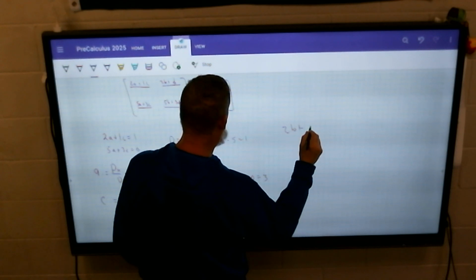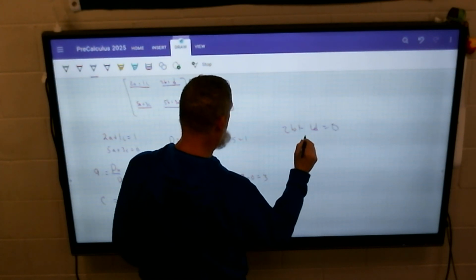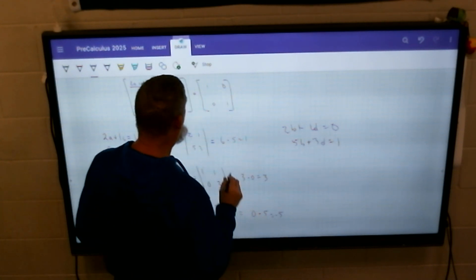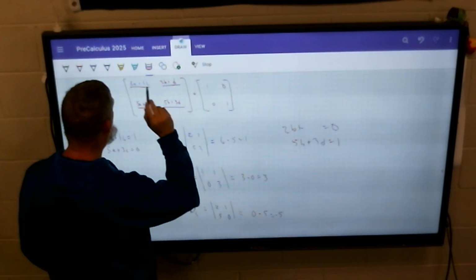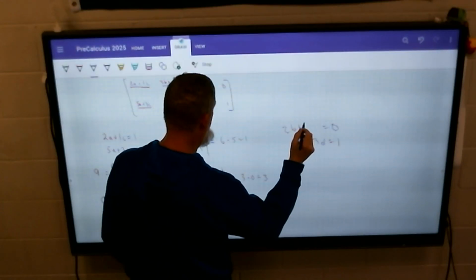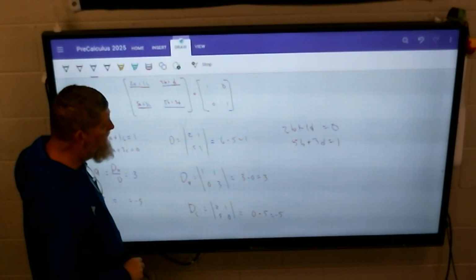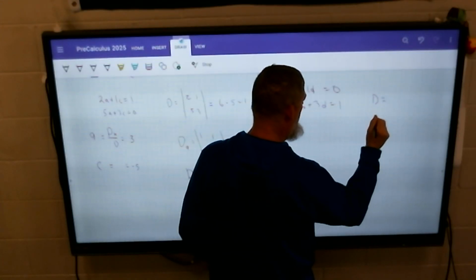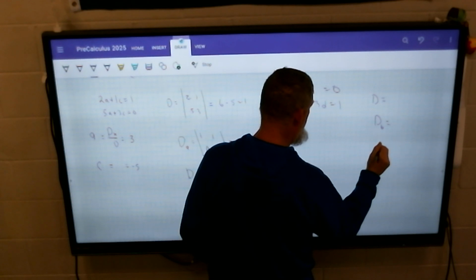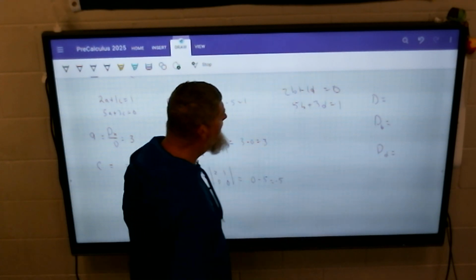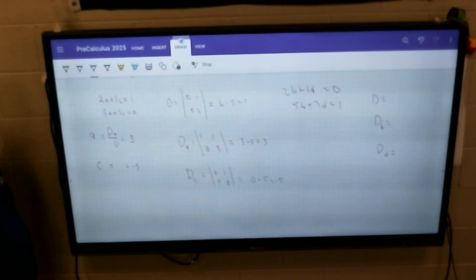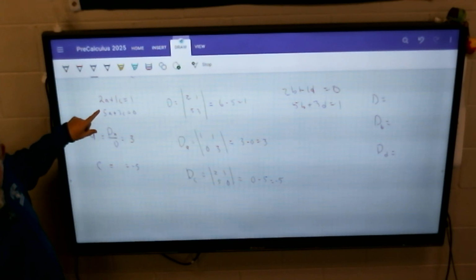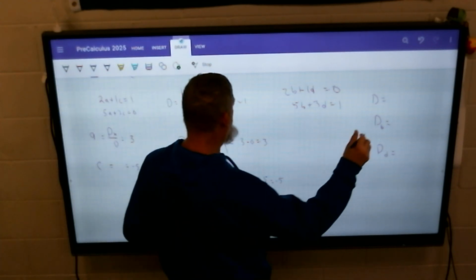2B plus 1D equals 0. And 5B plus 3D equals 1. Okay. Will someone tell me what D is? What D sub B is? It is 1, because the coefficients are exactly the same: 2, 1, 5, 3, 2, 1, 5, 3. So it's going to be 1 again.